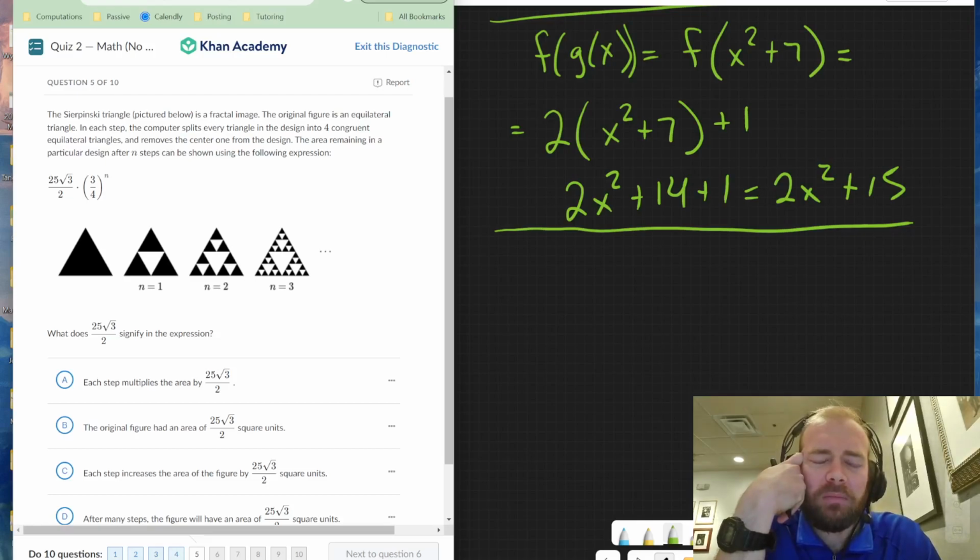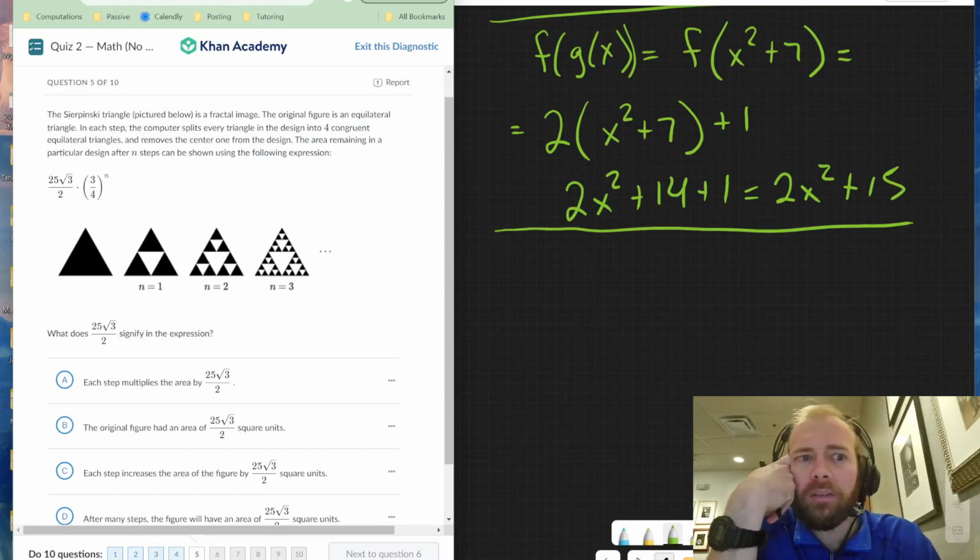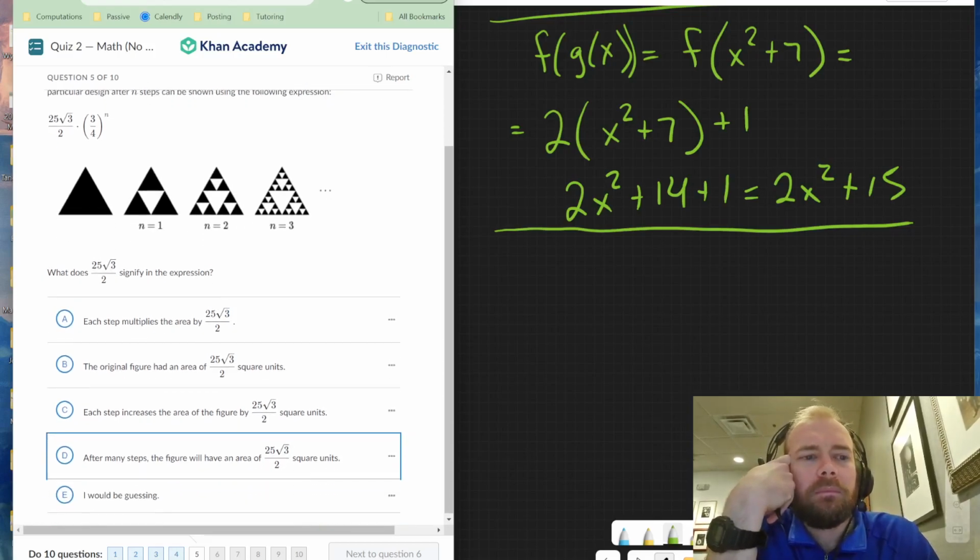Because it's according to the pattern, right? And then let's say n is 1. So then it would be 3/4 of that original area, and then 3/4 of the next, and the next, and the next, and the next. So, yeah. Each step is going to multiply by 3/4, not by 25 root 3 over 2, so it's not A.